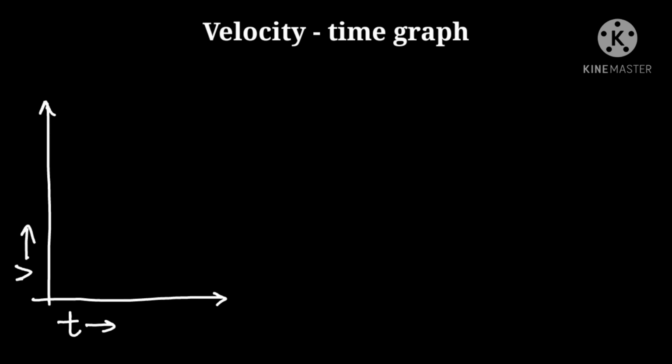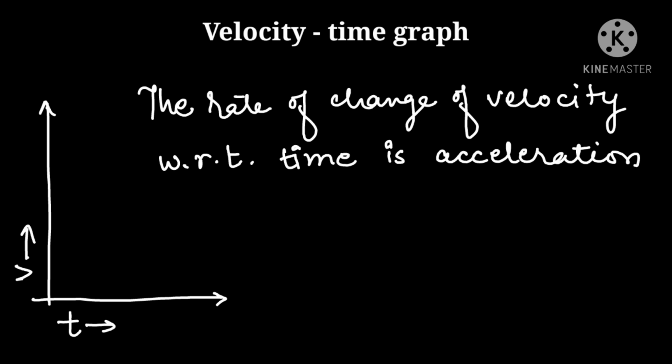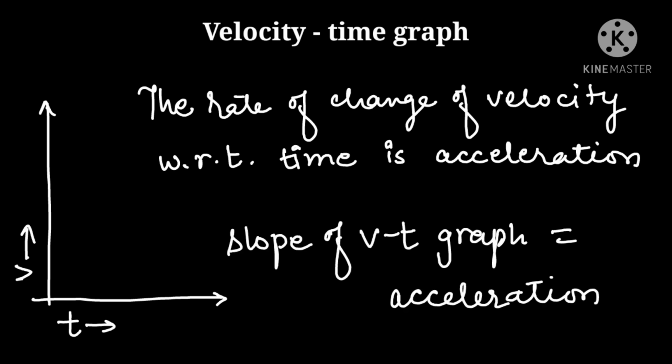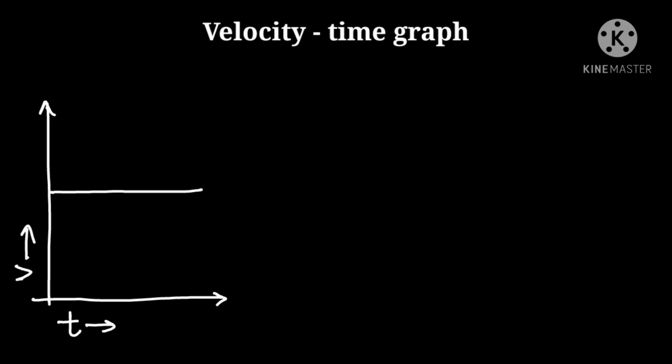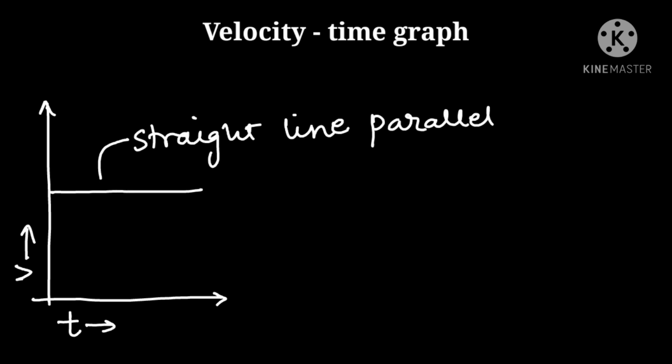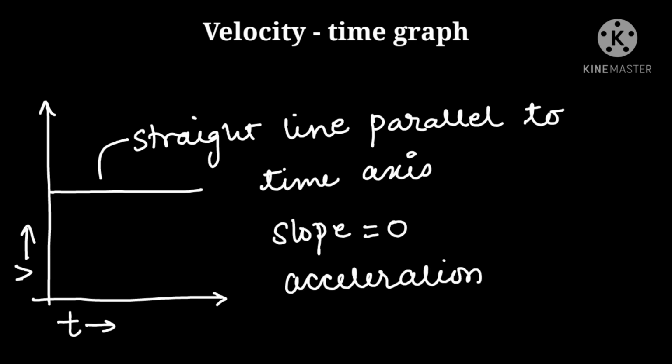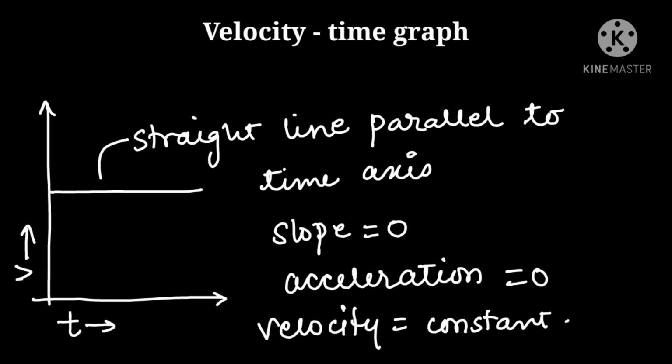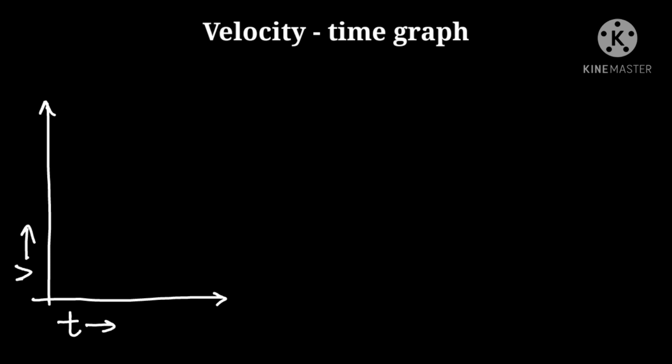The second graph is velocity time graph. As we know, the rate of change of velocity with respect to time is acceleration. So, the slope of velocity time graph would give us acceleration. First condition is when the graph is a straight line parallel to the time axis. Here, slope would be 0. So, acceleration would be 0. That means body is moving with constant velocity.